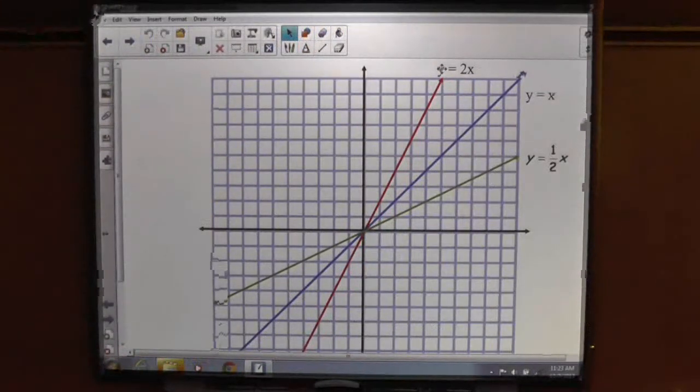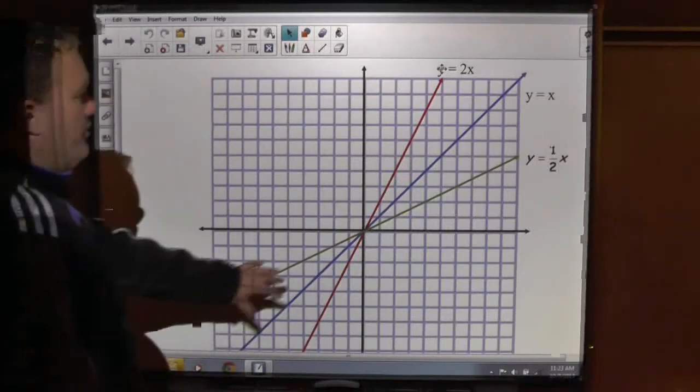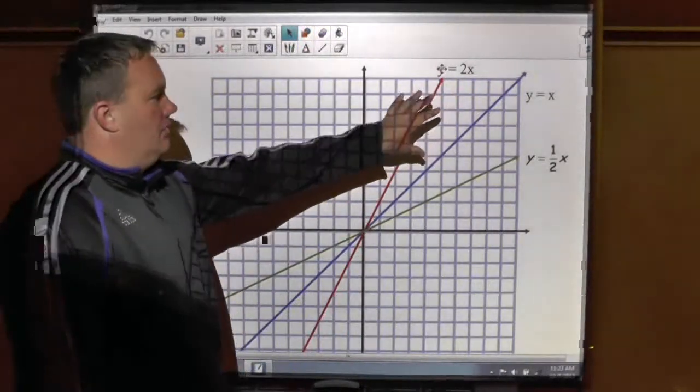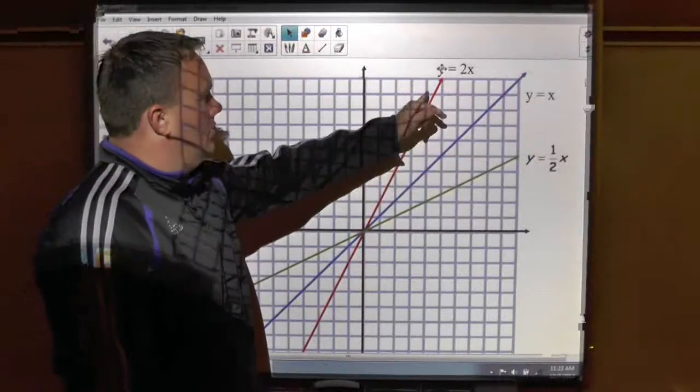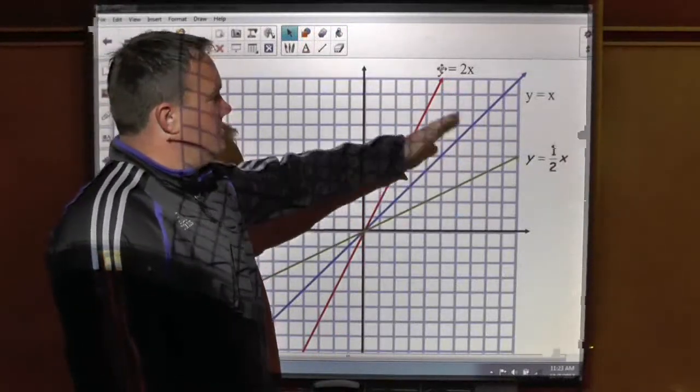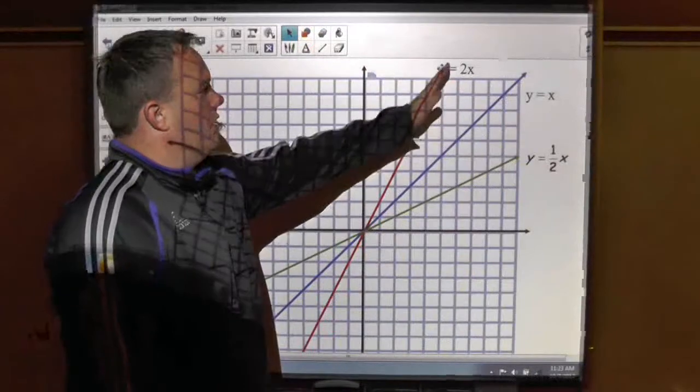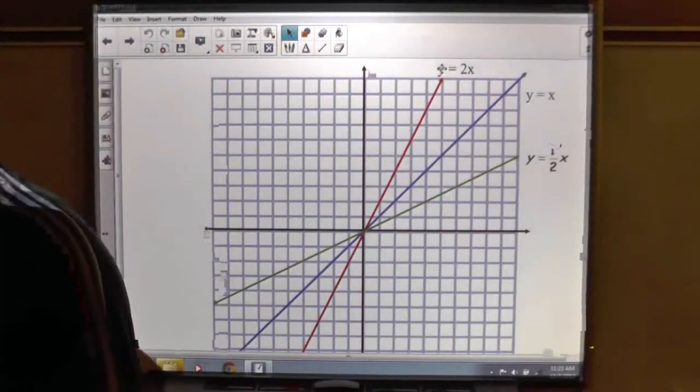I want to make sure you understand what I just said: the closer the number gets to 0, the flatter the line. Because next we're going to talk about negative slopes. All 3 of these are positive slopes, and they're all increasing. This one just doesn't increase as much as the other 2. This one increases the most because it is the largest number.